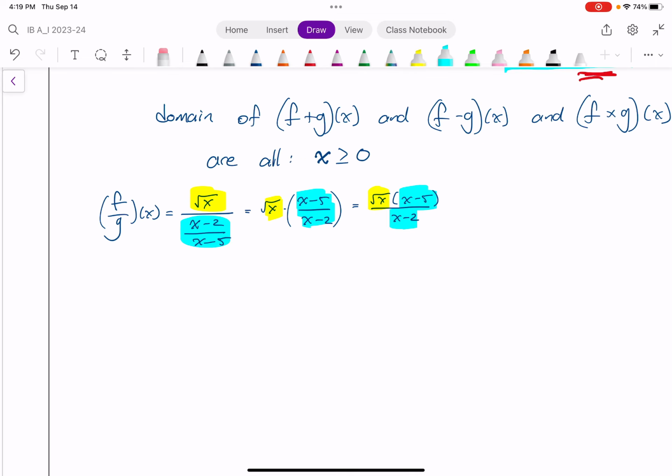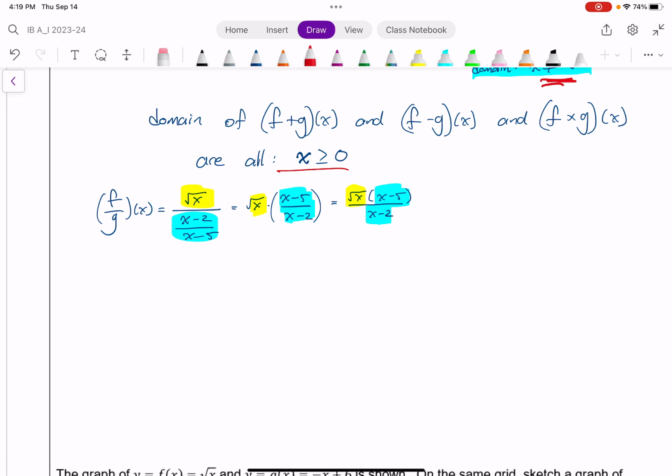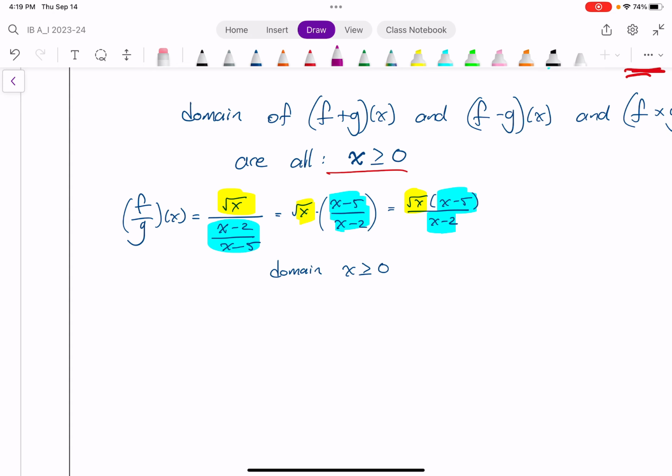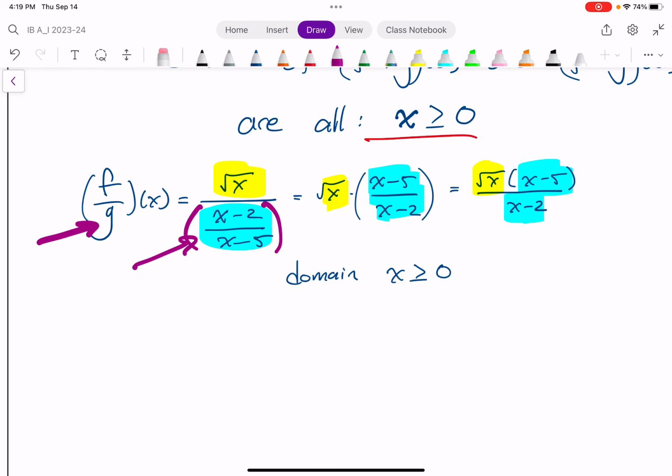So what's the domain of this? Well, I'll write this down. The domain of this is x must be greater than or equal to 0. But now I have a bit more to think about, because as soon as I'm dividing by g of x, I also have to make sure g of x does not equal 0. Anywhere that this denominator, x minus 2 over x minus 5, which is a fraction itself, equals 0, I'm dividing by 0 in this big fraction. Fractions inside fractions. And so where does x minus 2 over x minus 5 equal 0?